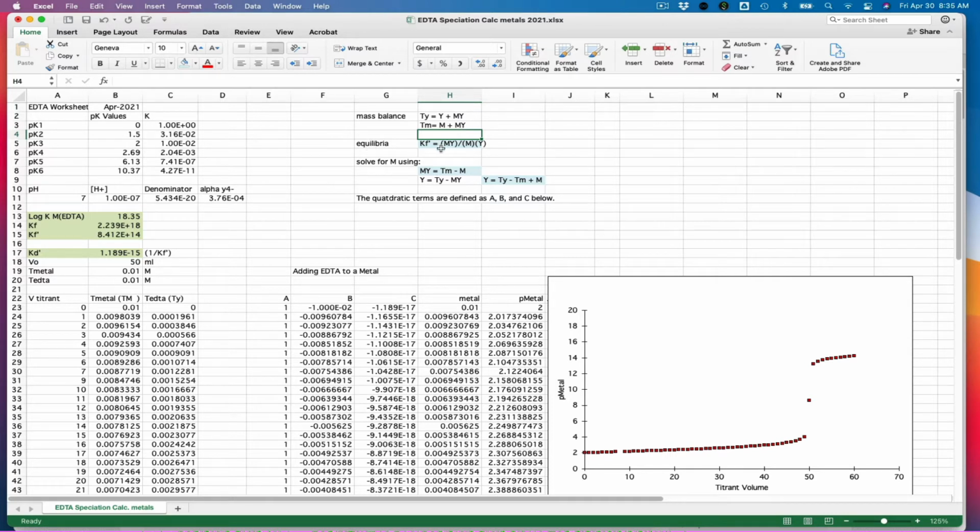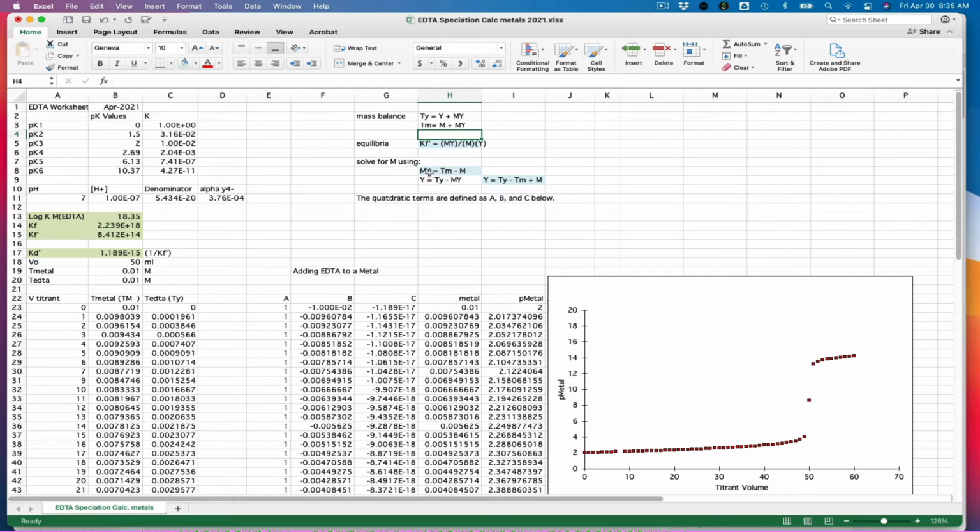My equilibrium expression is products over reactants. Notice I've written this as a formation, and notice I've written it as Kf prime. We're going to use the conditional pH-dependent equilibrium constant. Now we'll do a little algebra. The approach I'm going to take is to solve the equilibrium expression for the metal. To do that, it would be really helpful if I had a value for MY and a value for Y, and then you know Kf prime, so you can solve for metal.